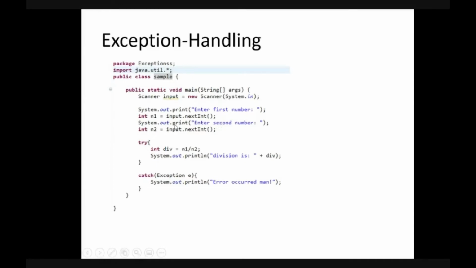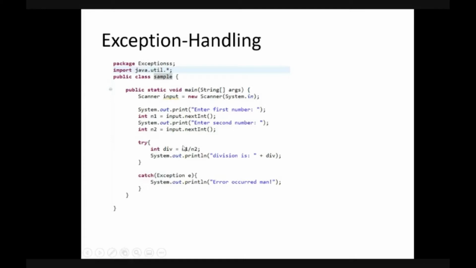Let's have a look at this one. Now, same program. We are entering two integers, n1 and n2. We divide them. So in try, I am going to put the code. I am expecting an error. I am expecting the client's error here. He is entering n1 and n2, and I divide them.